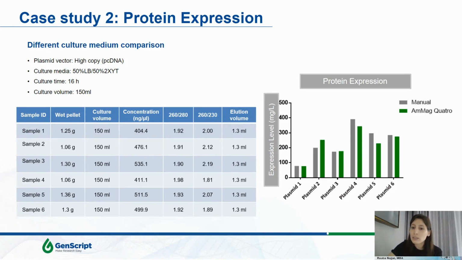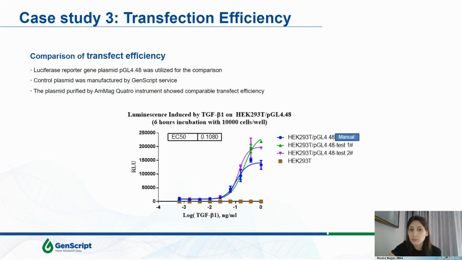So the idea here is to see, do we have good expression using the MMAC Quattro purified plasmid in comparison to the commercial manual kit available in the market? And you can see that we actually obtained equivalent performance.